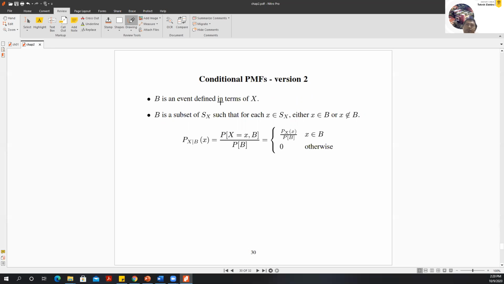B is the event defined in terms of x, and it is a subset of x, such that x is a member of the set. Based on the formula for conditional probability, the conditional probability of x given b is the joint probability between x and b divided by the marginal probability of b.